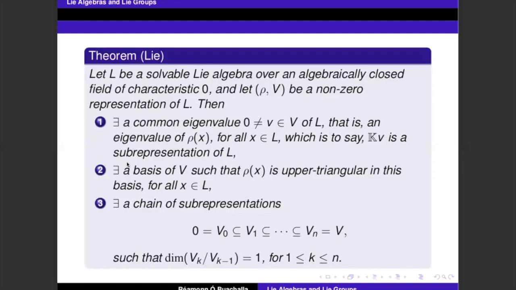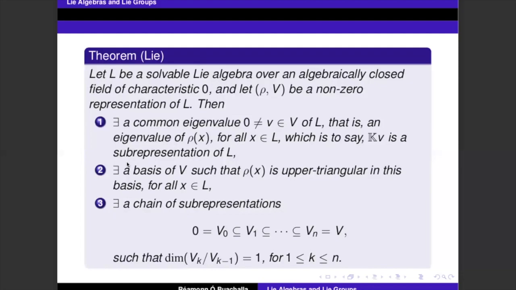Remember, in Engel's theorem, for nilpotent, what we had was strictly upper triangular. So that's how going to this more general setting of solvable weakens the result a little bit. Okay, in part 1, our eigenvalue went from being 0 to a general element of the field, a general scalar. And in part 2, we go from strictly upper triangular to upper triangular.